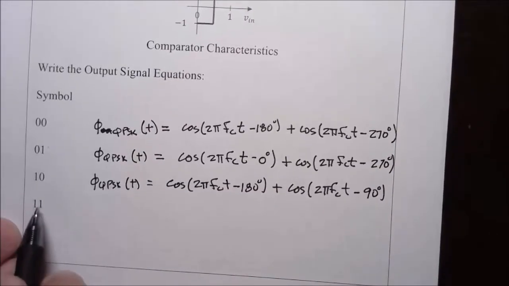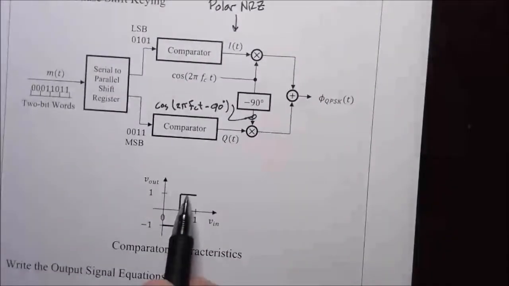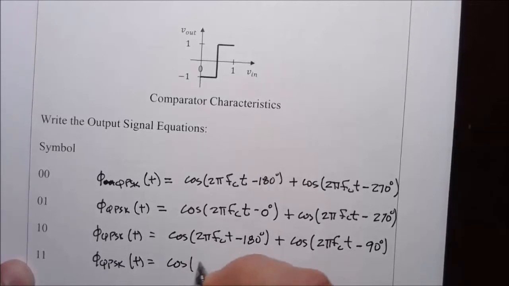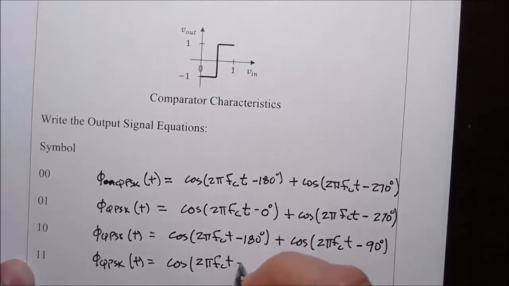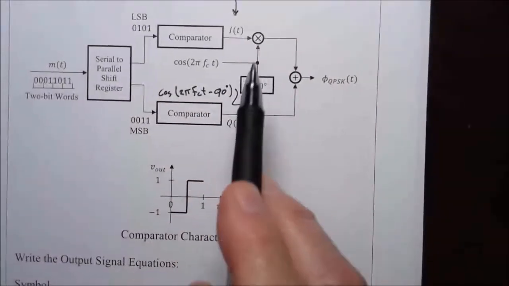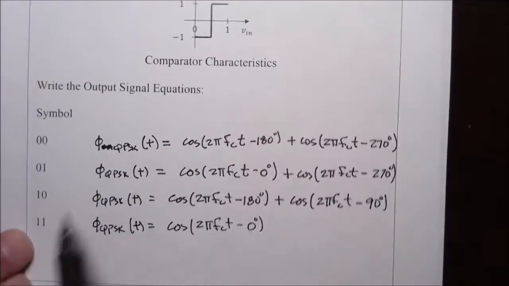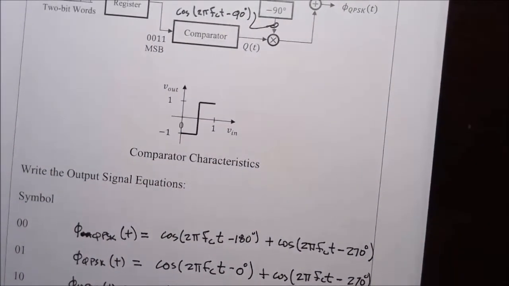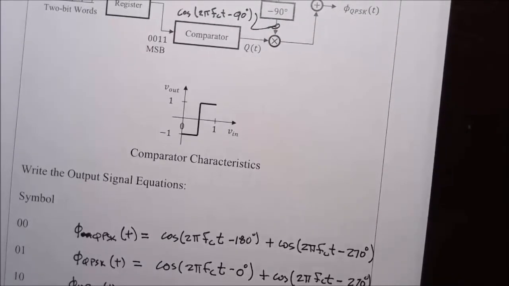And then finally a 1 and a 1. Least significant bit 1 maps to plus 1 for the in phase signal, so the quadrature phase shift is equal to cosine 2 pi FCT minus 0 degrees, because we have a plus 1 times this cosine, and then we have a plus 1 times the second cosine, so plus cosine 2 pi FCT minus 90 degrees.